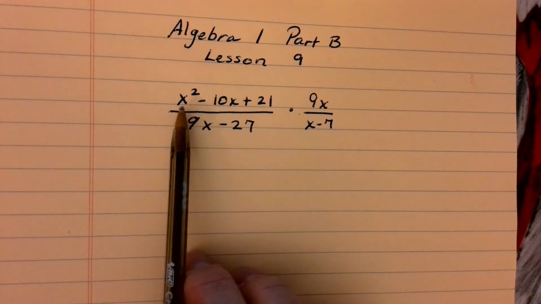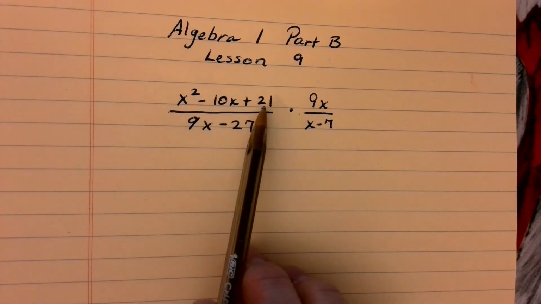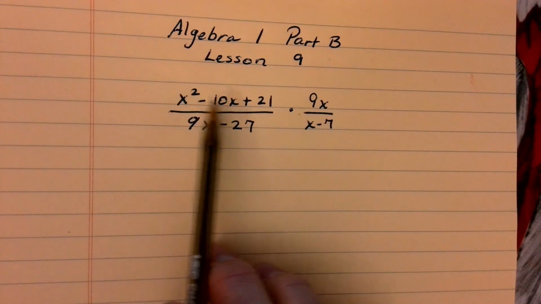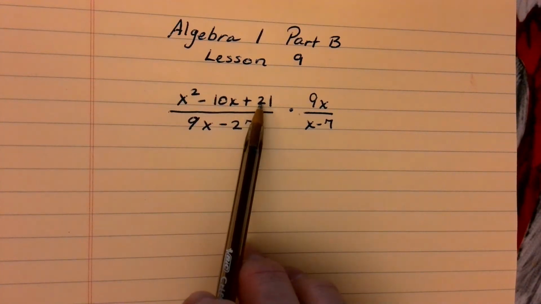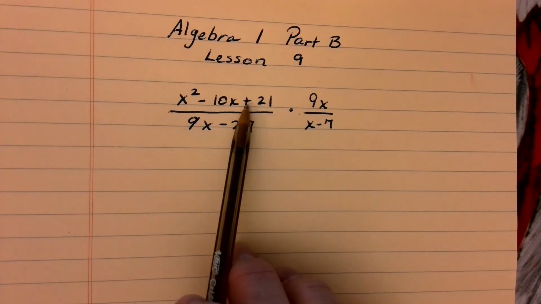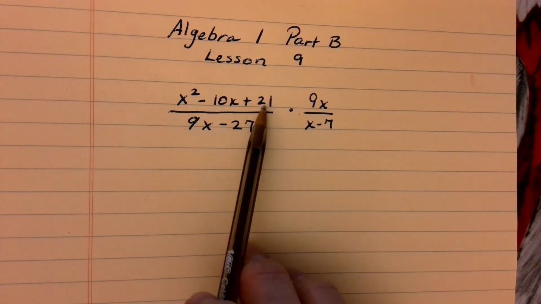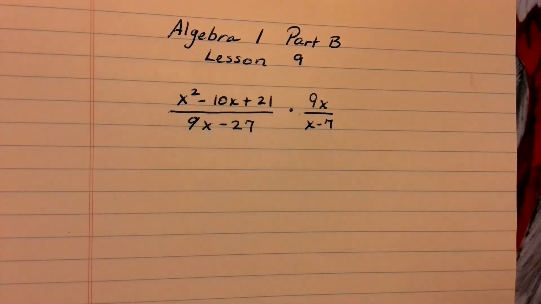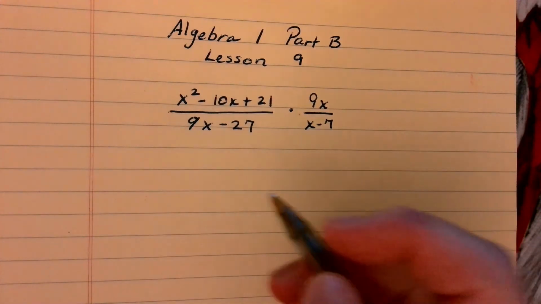I need to factor this trinomial. And if you recall from previous lessons, since it's just a trinomial with a leading coefficient of 1, we're going to look at this last term, and we're going to find factors of 21 that add to be 10. So those factors would be 7 and 3. 7 times 3 is 21, 7 plus 3 is 10.